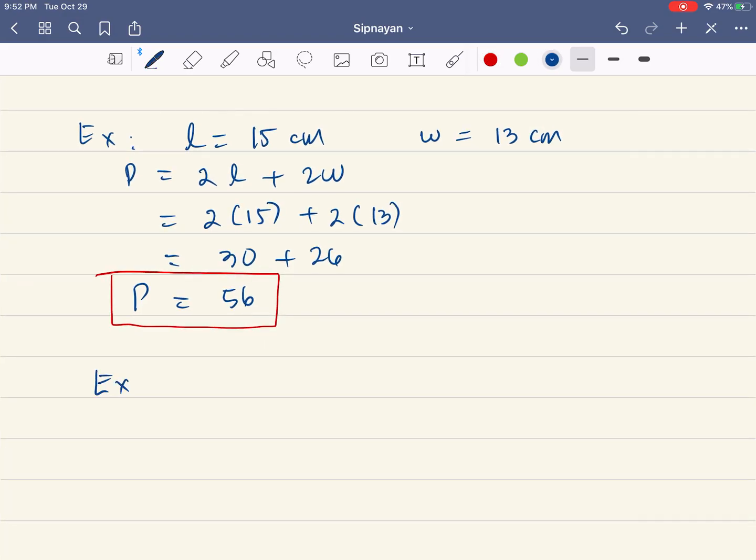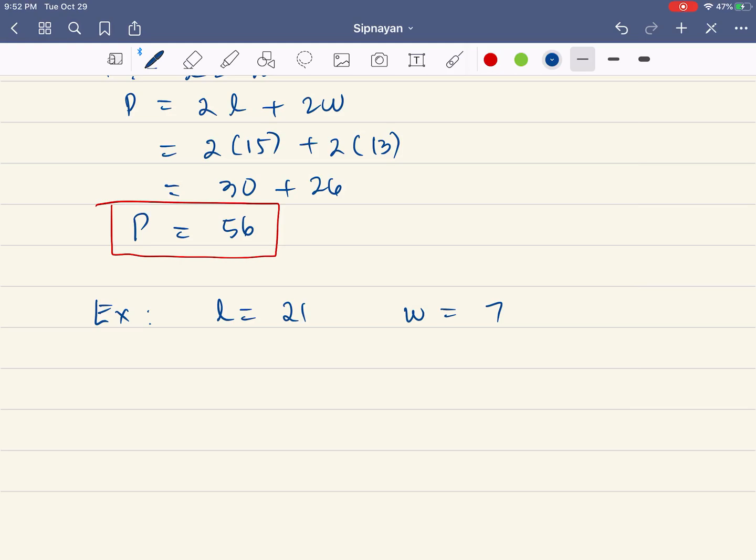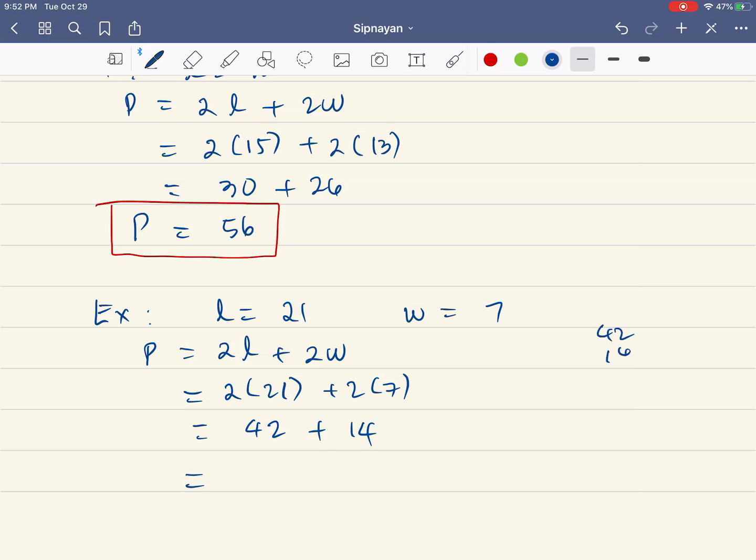Siguro one more example tapos mag-end na tayo. Another example, length is 21 and width is 7. Okay? So again, perimeter is 2L plus 2 width. So this is equal to 2 times 21 plus 2 times 7 kasi 7 yung ating width. So this is 42 plus 14, that's 56. So perimeter is equal to 56.